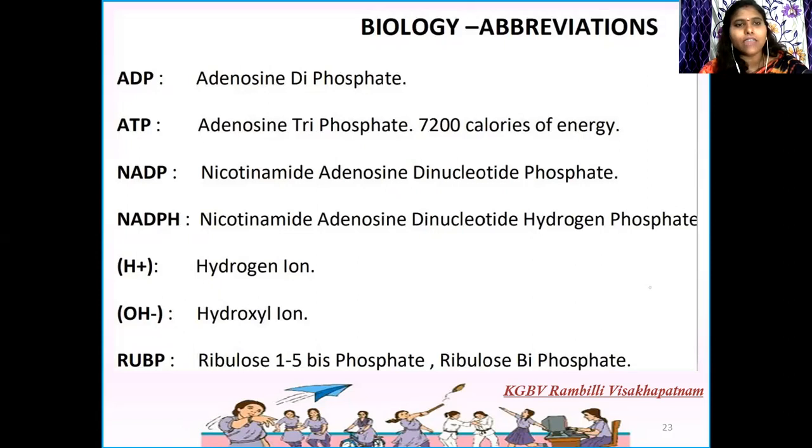ADP, adenosine diphosphate. ATP, adenosine triphosphate. And then NADP, nicotinamide adenine dinucleotide phosphate. And NADPH, same as NADP, but H stands for hydrogen. Means nicotinamide adenine dinucleotide hydrogen phosphate. And then H plus and OH minus, you know very well, both come in the topic of hydrolysis of water. H plus means hydrogen ion, OH minus means hydroxyl ion. And next one is RuBP, ribulose 1,5 bisphosphate or ribulose bisphosphate.